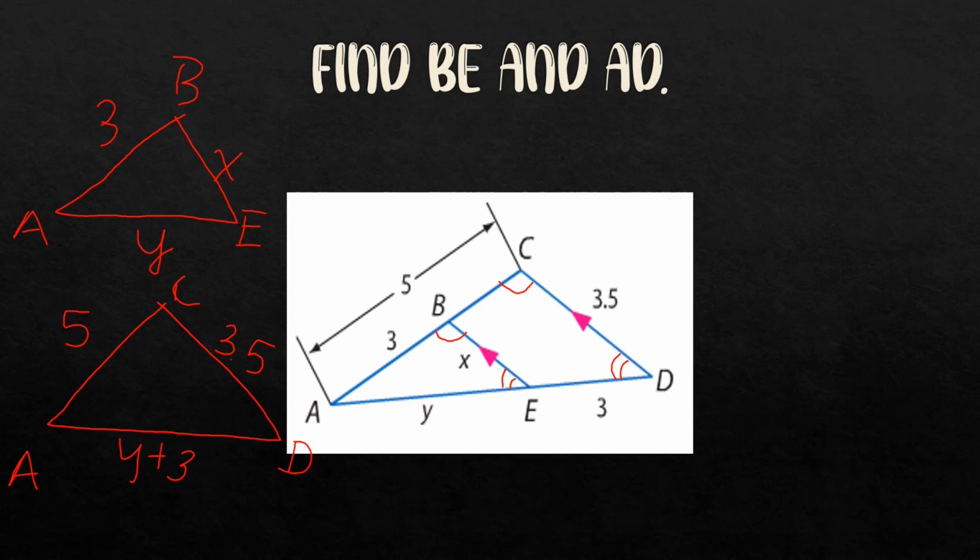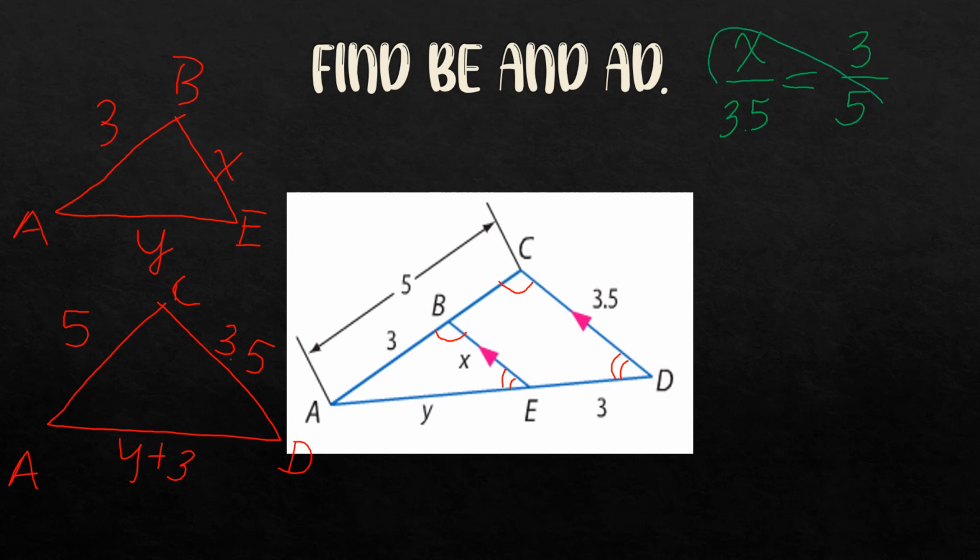So we can find X or Y right now. It doesn't really matter. I'm going to go ahead and find X first. So I'm going to start with X. X corresponds to 3.5. And then I need to pick a second side in triangle ABE. I'm not going to use Y because that's another variable and I don't want to have two different variables. So I'm going to use 3. And in the big triangle, 3 corresponds with 5. So my setup is X over 3.5 equals 3 over 5.